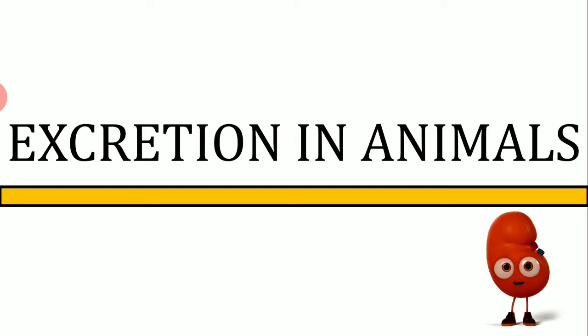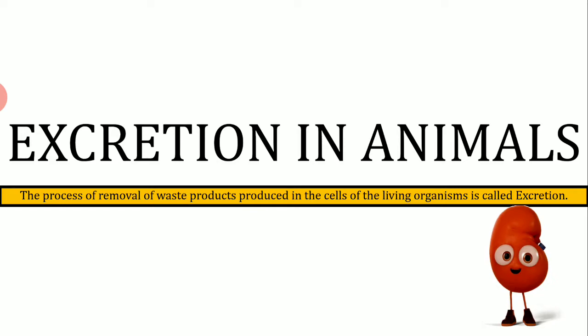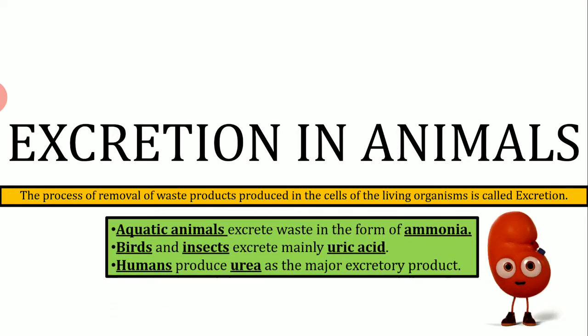Now let us come to excretion in animals, children. Excretion basically means the throwing out of the unwanted matter from the body of an organism. The process of the removal of waste products produced in the cells of the living organism is called excretion. Aquatic animals excrete waste material in the form of ammonia. Birds and insects excrete mainly uric acid, and humans produce urea as the major excretory product.